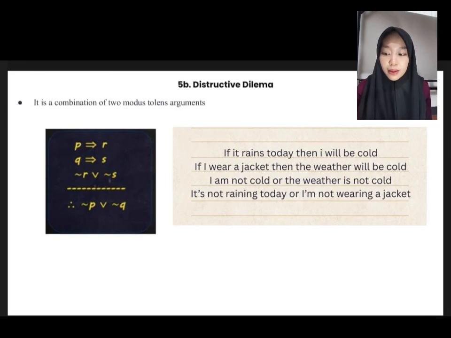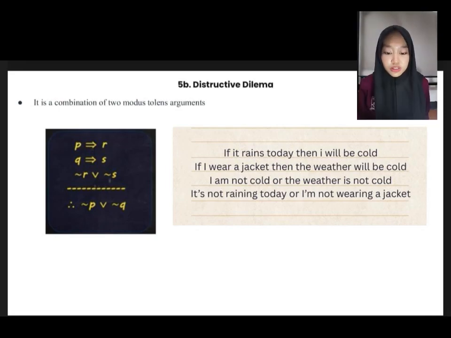The constructive dilemma is a combination of two modus ponens arguments. The formula is P then R, Q then S, P or Q, so R or S. For example: if it rains today, I will be cold. If I wear a jacket, then the weather will be warm. It rains today or I am wearing a jacket.